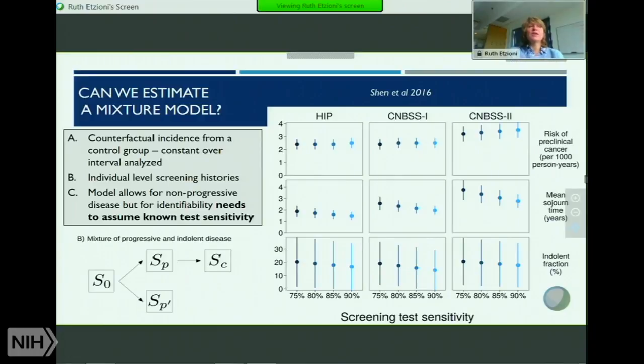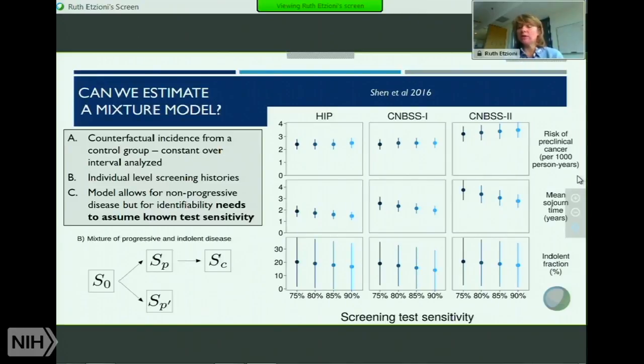In other words, those results from those screening trials, could there be a non-progressive fraction that was previously undetected by those progressive models? And so I'm showing you results here from three trials, the HIP trial and the two Canadian trials. The top panel shows the estimated risk of preclinical cancer. The middle panel shows the mean preclinical duration for progressive cases, and the lower panel shows the indolent fraction.